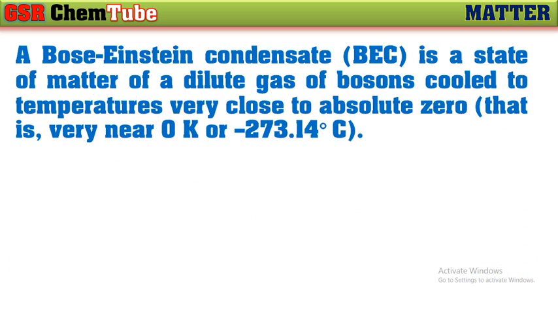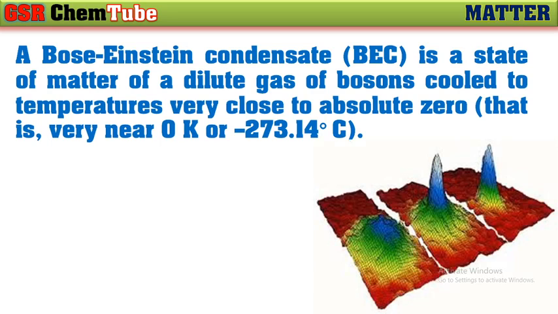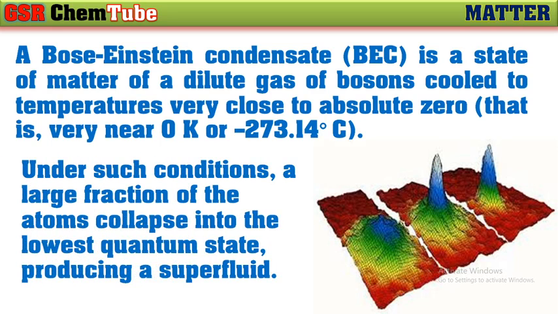A Bose-Einstein condensate is a state of matter of a dilute gas of bosons cooled to temperatures very close to absolute zero, that is nearly 0 kelvins or minus 273 degrees Celsius. Under such conditions, a large fraction of the atoms collapse into the lowest quantum state, producing a superfluid that we are calling Bose-Einstein condensate.